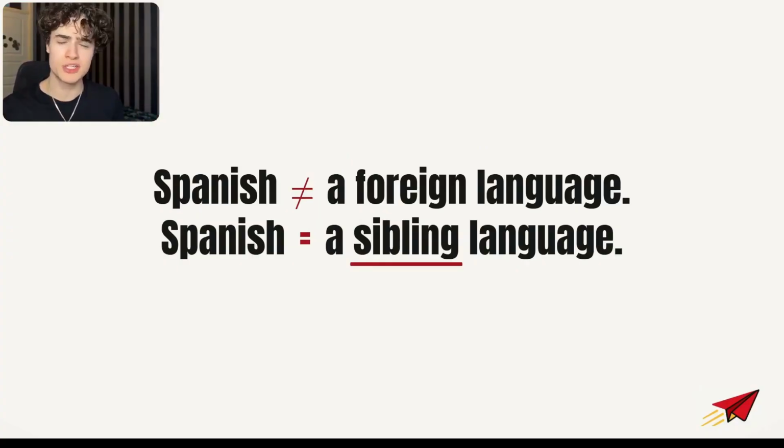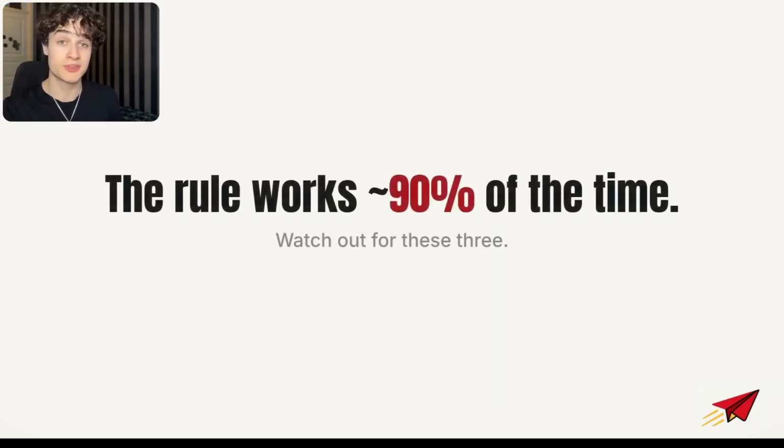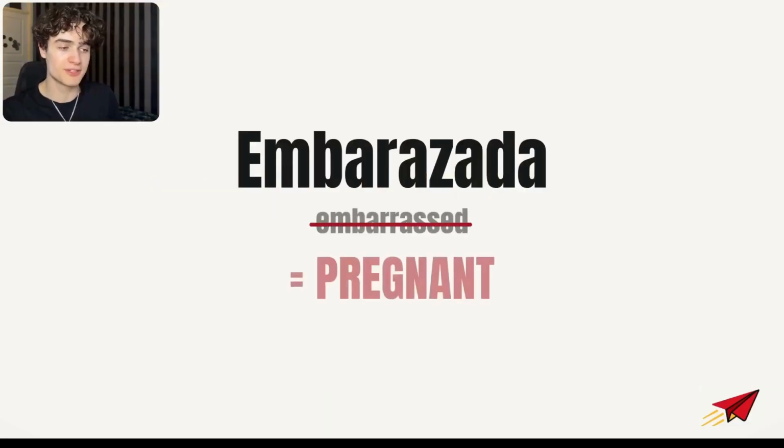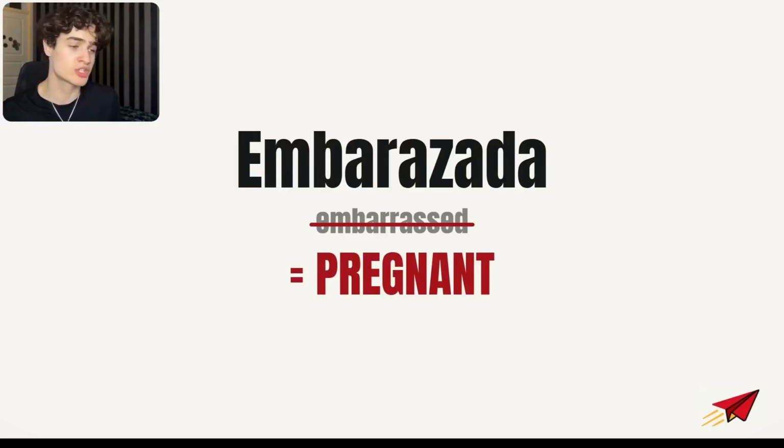But here's where it gets interesting. The rule we just learned works about 90% of the time, but the other 10% can get you embarrassed sometimes. And this is just to show that obviously there are some exceptions, okay? So for example, a common one is embarazada. People think it means embarrassed, which isn't illogical, but it's not factual, meaning it's not true. Embarazada actually means pregnant. So if you made that mistake, that could really mess up the meaning of what you're trying to get across.